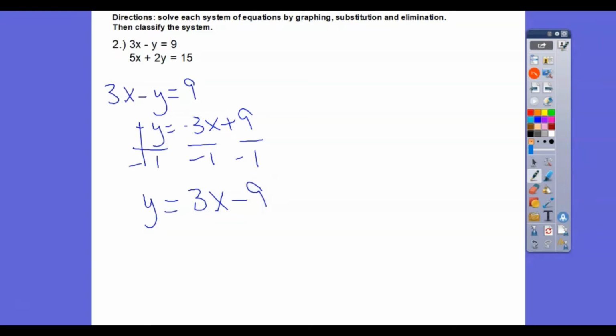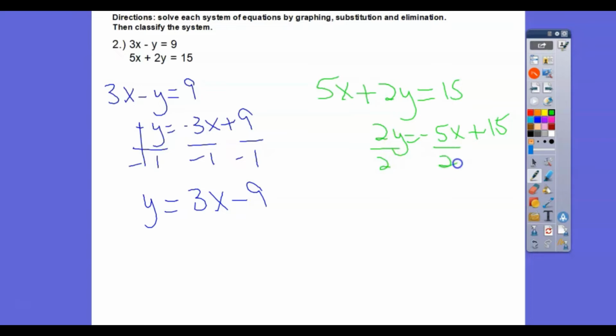So that's my first equation. I take my second equation, and now I'm going to go 5x plus 2y is equal to 15. Let's go ahead and subtract 5x from both sides and divide everything by 2. Okay, so I get y is equal to -5/2x.